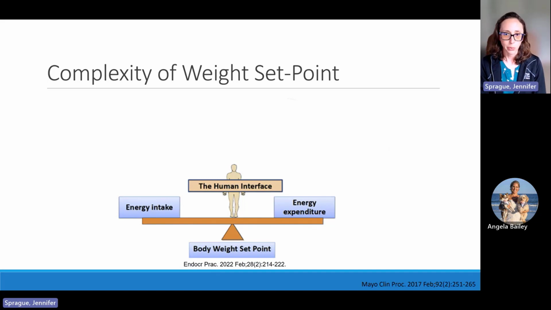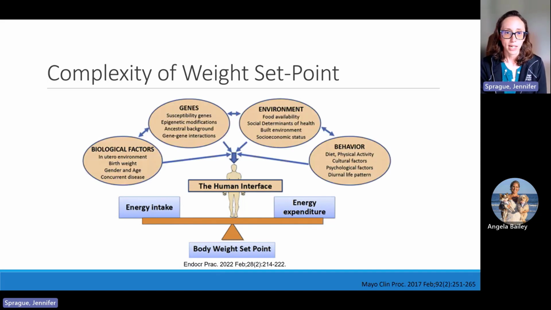So body weight set point comes from adult data showing that if a patient has obesity and they lose weight, there are changes in hormonal regulation, specifically in leptin and in hunger signaling to promote weight regain. So it's not simplistic, you just cut back on your calories and you will lose weight. This is a chronic relapsing disease, and there are many, many factors involved in the development and the maintenance of obesity.